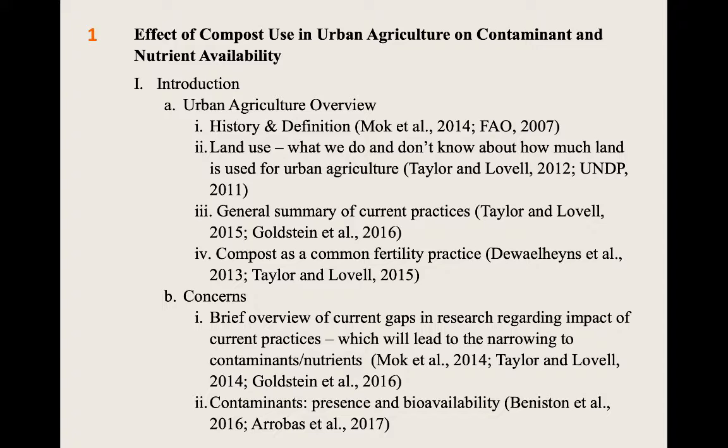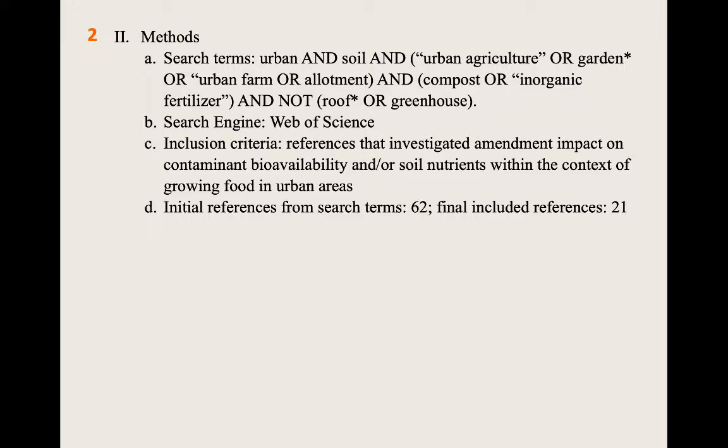So what are the gaps in research? And this person is writing some notes to themselves of narrowing to contaminants and nutrients, 2 key issues, and then a general background on contaminants and their presence and bioavailability in urban soils. So this is a very detailed example of how a person is envisioning laying out the introduction of their literature review. We'll go in order here.